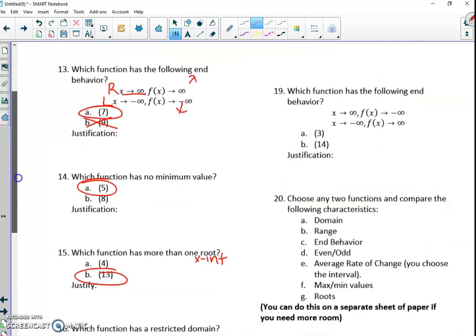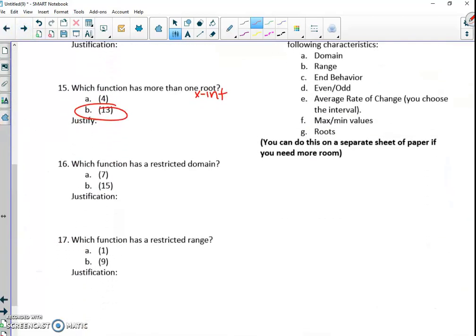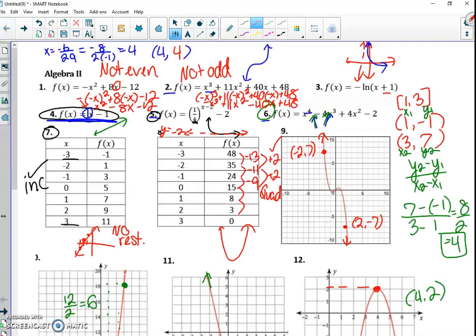So it says which one has a restricted domain? The answer would be 15. Okay, 17 says which one has a restricted range, 1 or 9? Okay, 1 or 9. So I'm going to start with 9 because it's already graphed. So 9 does not have a restricted range. This side's going down forever, and this side's going up forever. So it has a range of -infinity to +infinity.